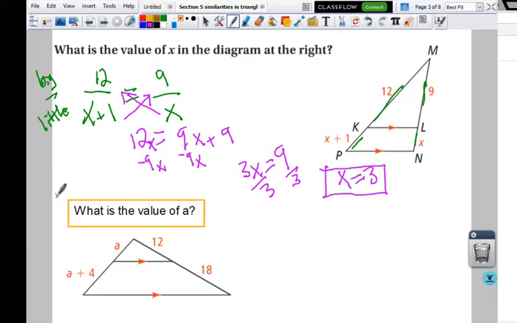Alright, try this one in the box. I want you to find the value of A. Find the value of A. So set up your proportion and solve it.